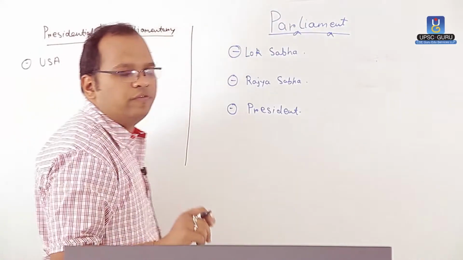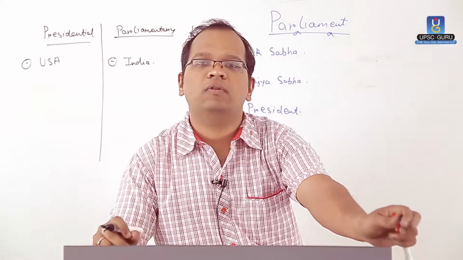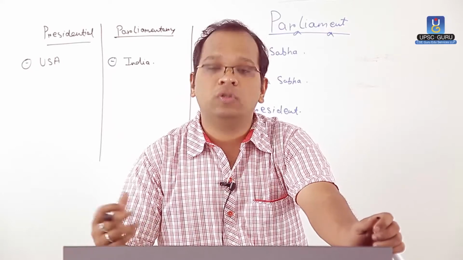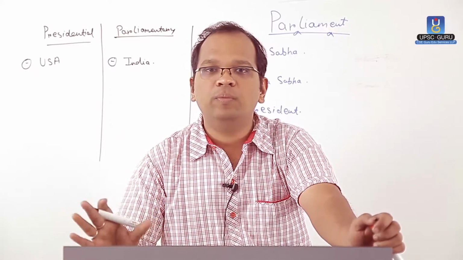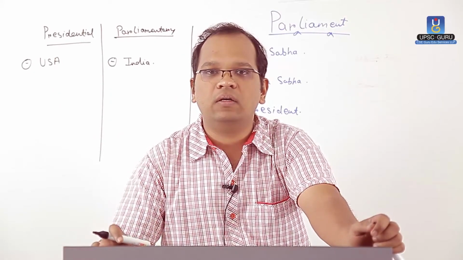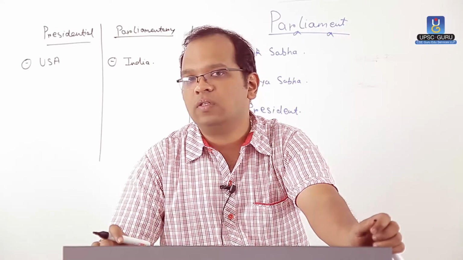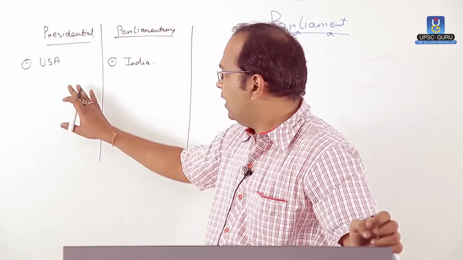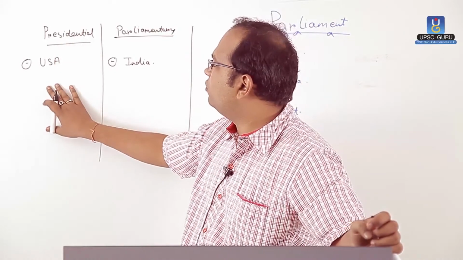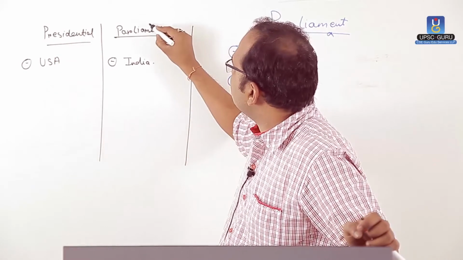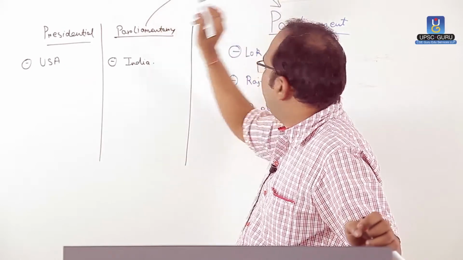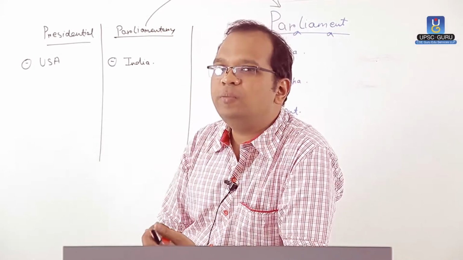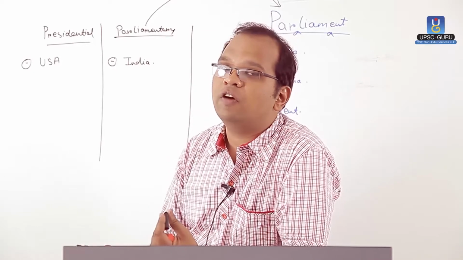Very common presidents of the USA are Barack Obama and George W. Bush. There are numerous different presidents we have seen in the USA, as you all must know. So they have this presidential form of government. Now India has a parliamentary form of government. What is the difference between these two types of government?